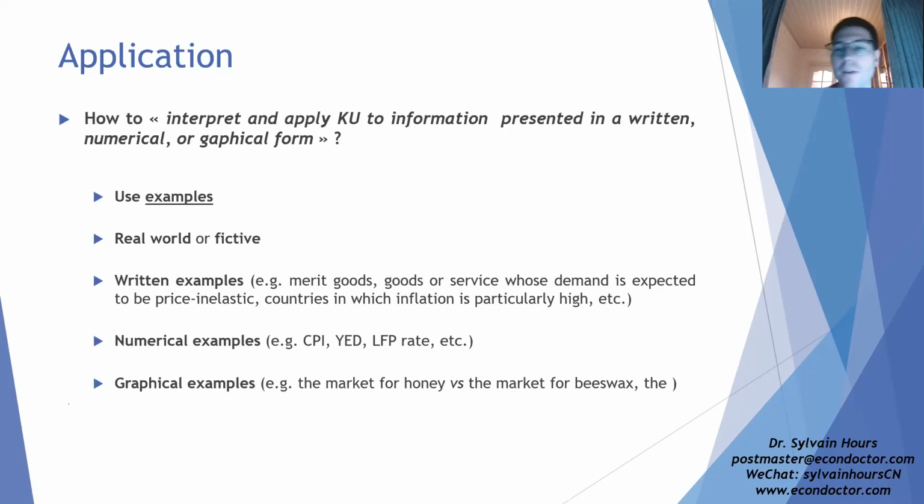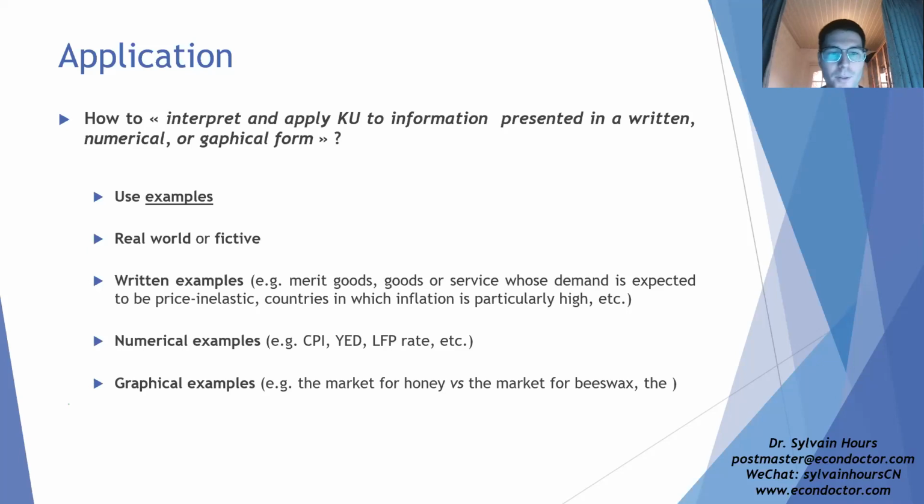And of course, this could be graphical examples. So it's absolutely fine to use diagrams. But if you really want to score application marks, then your diagrams should be specific, okay? Should be one particular market, not just quantity and price on the axis. But for example, you could have the quantity of honey, the price of honey. It would be better to focus on one specific, one particular market.